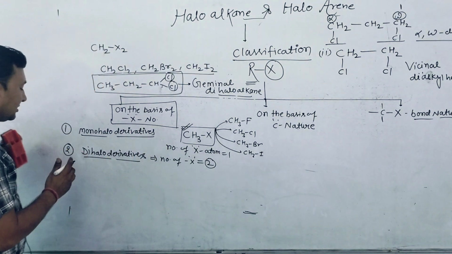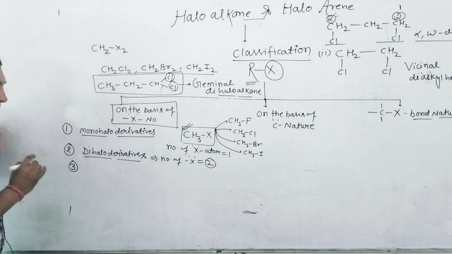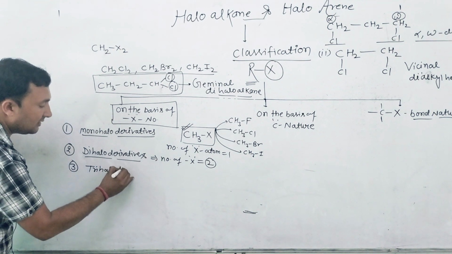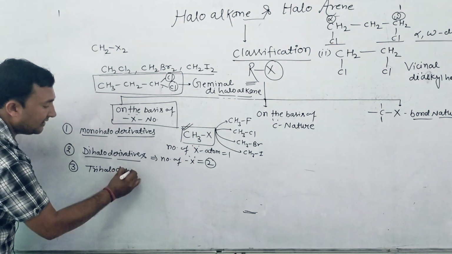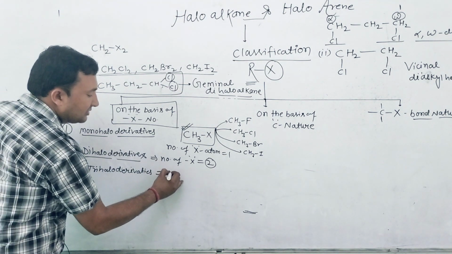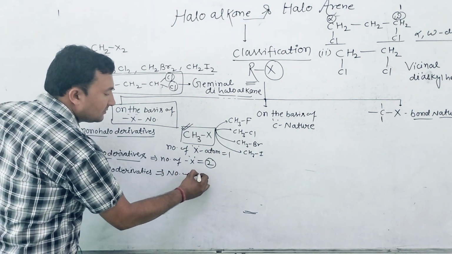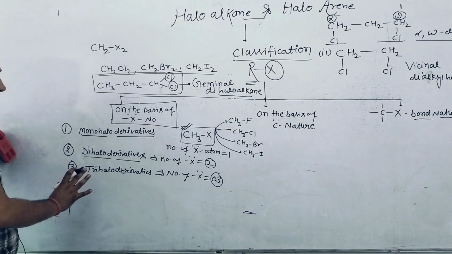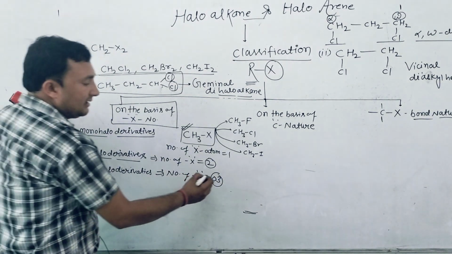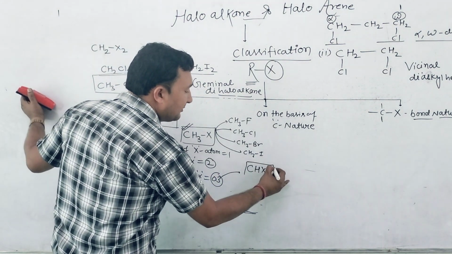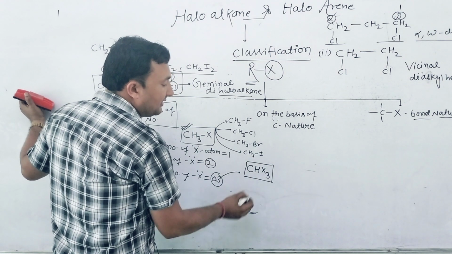Now the third one: if we have three halogen atoms, we call that trihalo derivative. As the name indicates, we have at least three halogen atoms. The number of halogen atoms will be at least 3. And this category makes some important examples, like CHX3. It can be the representative form. Here we have 3 halogens.